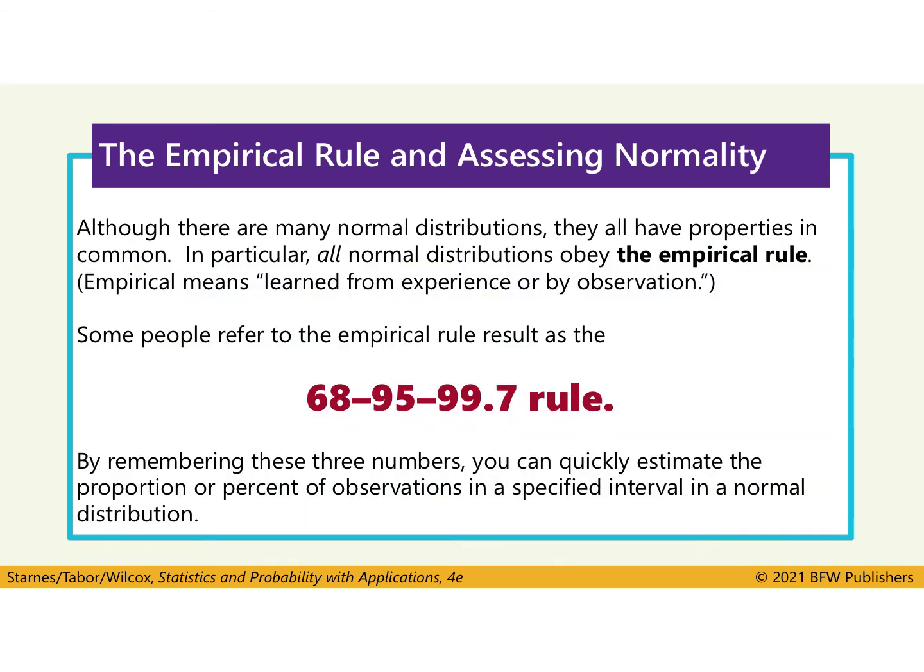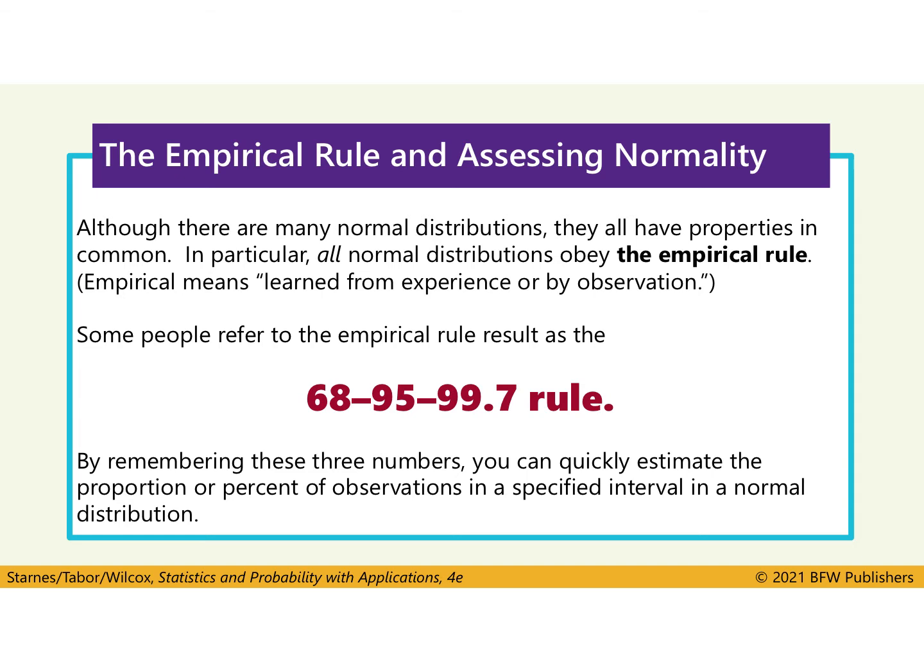So take a second. There are many normal distributions. They all have properties in common. All normal distributions obey the empirical rule. Some people refer to this as, like I said, the 68, 95, 99.7 rule.